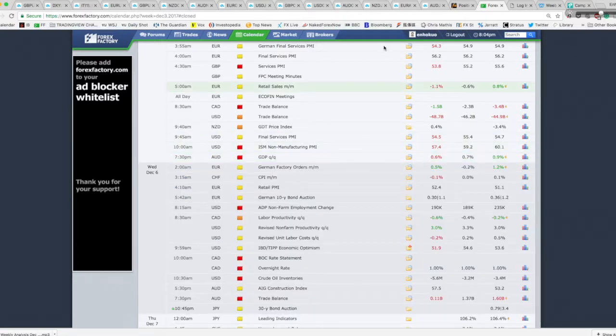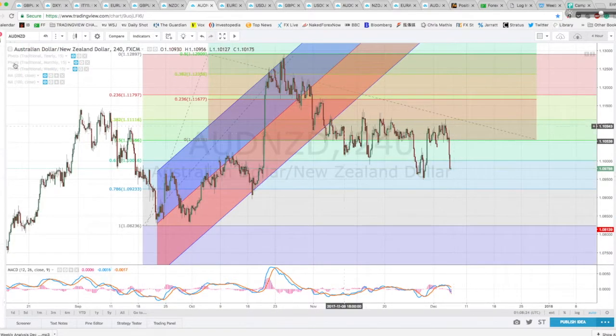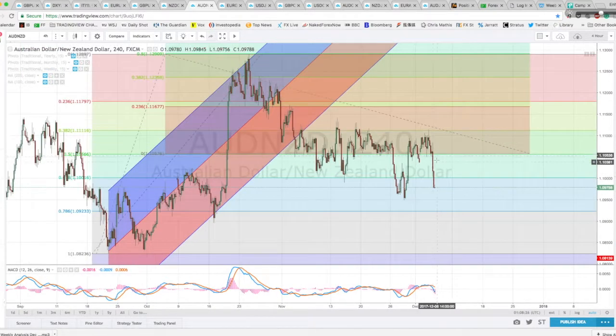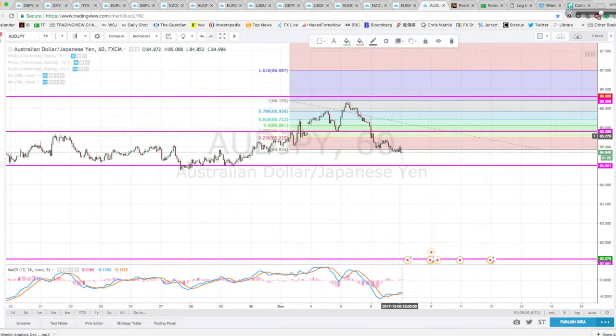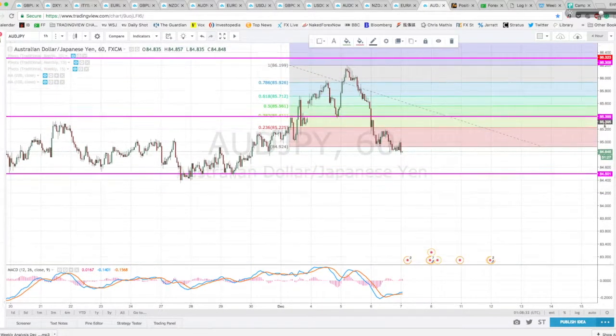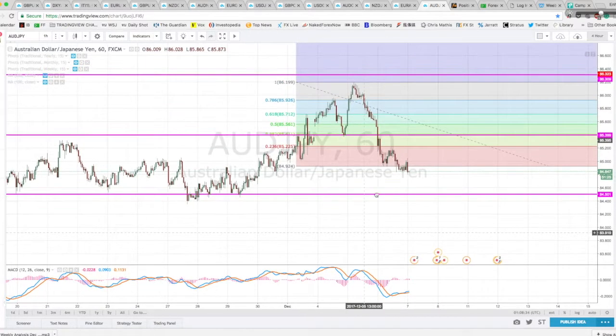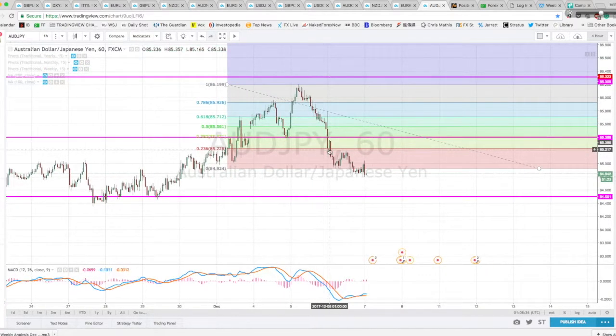Obviously, what had happened is it dropped tremendously. If you look at the 4-hour chart in Aussie Kiwi, it had dropped like this. If you're even looking at Aussie Yen, same thing. This is in the 1-hour chart. Let me just expand it out. So this particular candle was where the news came out last Asian session. And obviously, it had never recovered. It just ended up lower today.